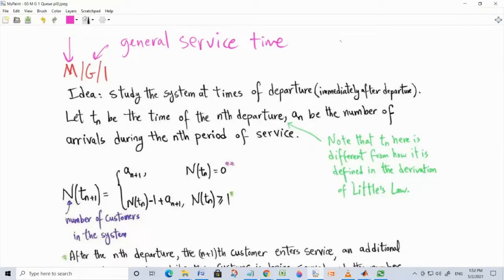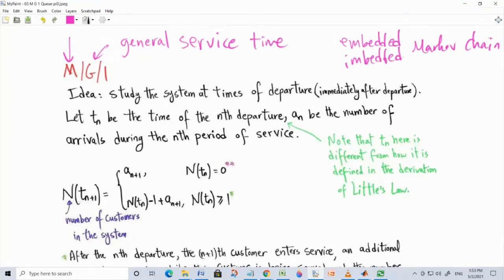I have seen it written with an E and I have seen it written with an I: embedded or imbedded Markov chain. The idea is to study the system at specific instances of time, and you may be able to construct a Markov chain that captures the dynamics of the system. Here, things are happening continuously in time, but you study the system at specific instances. In the case of M/G/1, our ancestors discovered that studying the system at times of departure, immediately after departure, is the best way to go.